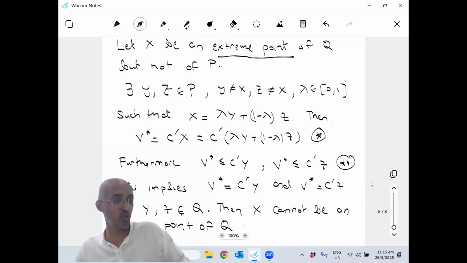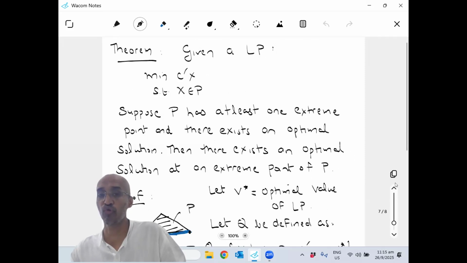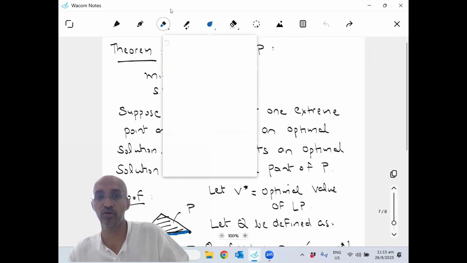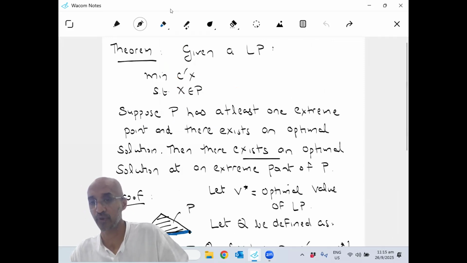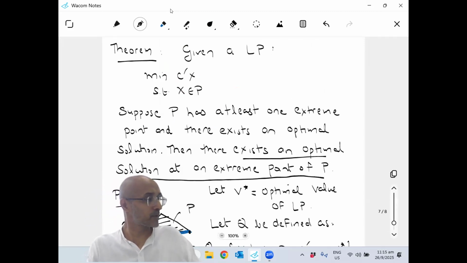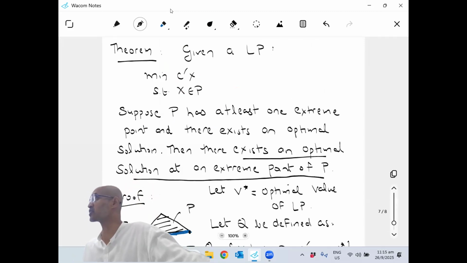It cannot be an extreme point of Q but not an extreme point of P. Again, this is proof by contradiction. The useful thing here is that there exists an optimum solution at an extreme point of P. This is important because for simplex, we can now restrict attention to these points. Good. Any questions with this?